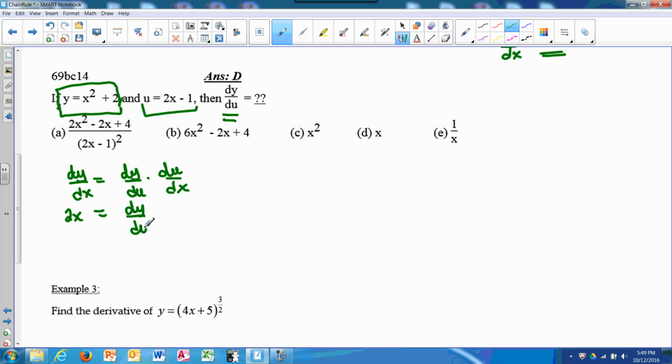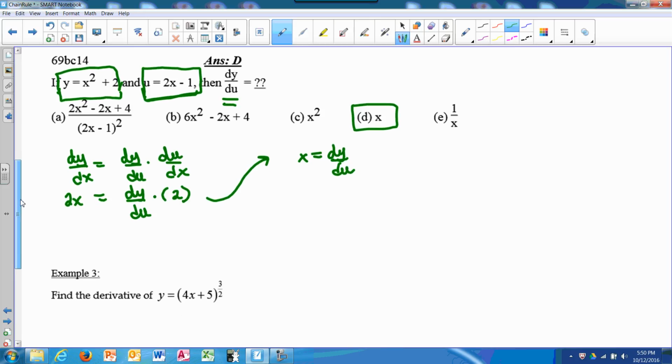dy/du is the question. I don't know what that is yet, so I'm not required to fill anything in for it. I'm just going to keep him there. He's my unknown. Now the derivative of u with respect to x requires me to come here and take the derivative in terms of x. And the derivative of 2x minus 1 is just 2. Now I can do the algebra to solve, dividing each side by 2. I get x equals dy/du. So the correct answer is just D.